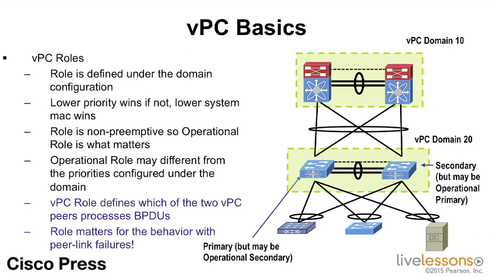So it's very important to know which switch on your network inside of a particular VPC domain is primary or secondary, because during a failure scenario, that switch is going to shut down all of its VPC interfaces. We'll talk about what that means for orphan ports and some functionality that was added to VPC a little later on in this lesson.